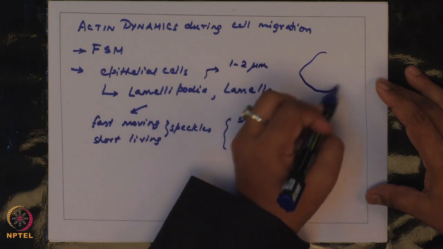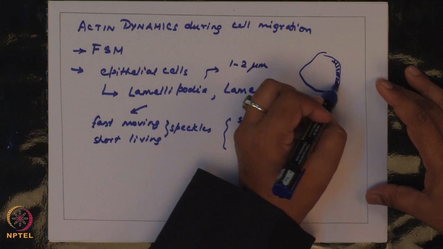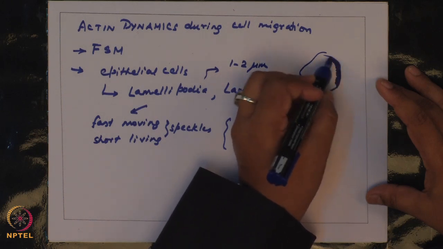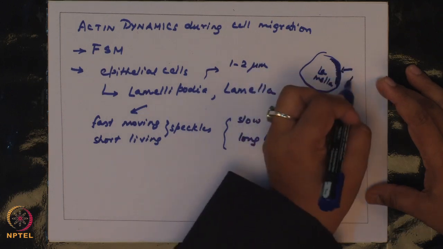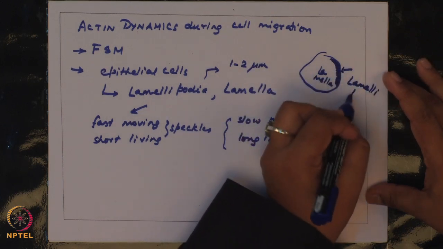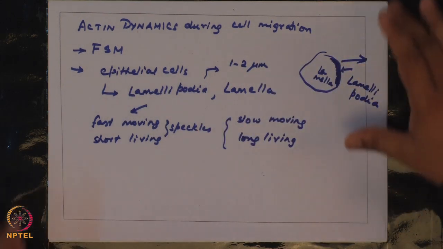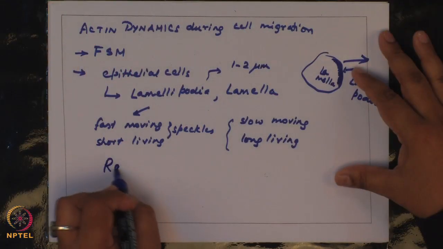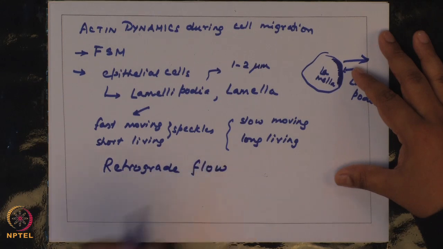So, if this is a cell, you have the lamellipodia as this zone in the front. This is your lamellipodial region and then this is your lamellum. This is your lamellipodia and this is the migration direction. All these speckles move backward. This is termed retrograde flow, retrograde or backward flow.